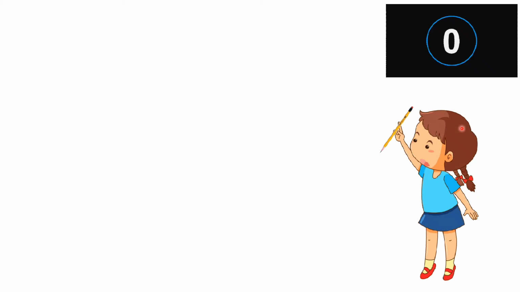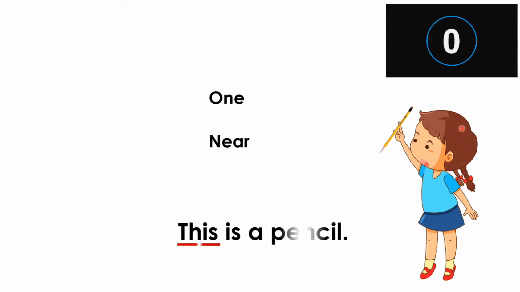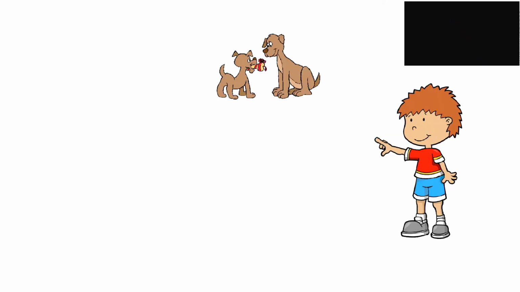Time's up. So what is your answer? Let's count the pencil. We have 1 and it's near because you're holding it. So what will be your sentence? This is a pencil. If your sentence is this is a pencil, then you got the correct answer. We are referring to only 1 pencil and it's near to you. Okay, next example. Timer starts now.